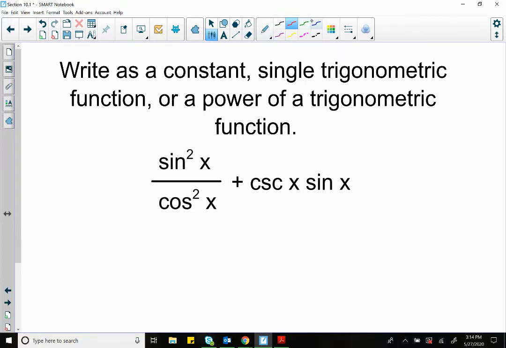I forgot what I was going to do. Oh, yeah. I'm going to change up my marker. So I'm going to keep sine squared x, cosine squared x.